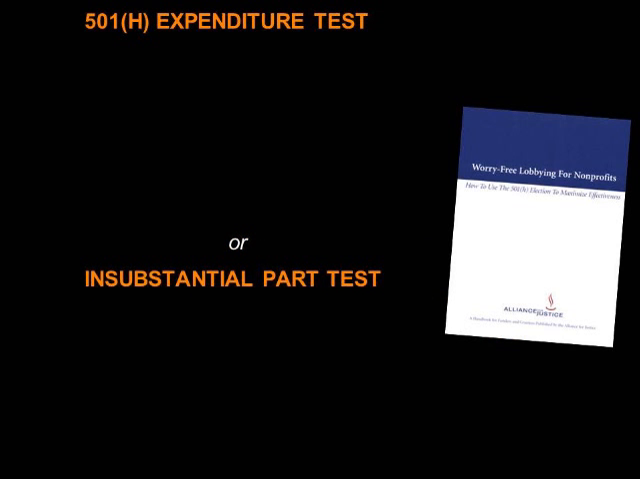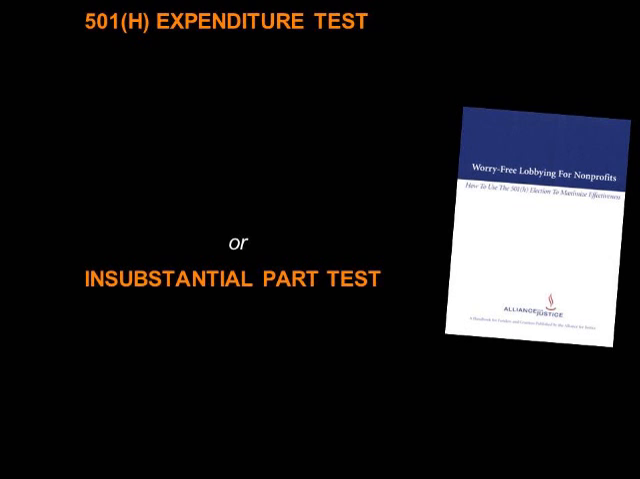501c3 public charities, which is what many nonprofits are, have the option to calculate their lobbying using one of two choices, the 501h expenditure test or the insubstantial part test. A 501c3 charity will be under one or the other, never both. For almost all C3 charities, we think that the 501h expenditure test is the better option for a number of reasons. I'm going to lay out those reasons and then talk about the alternative way for a 501c3 charity to measure its lobbying, the insubstantial part test.